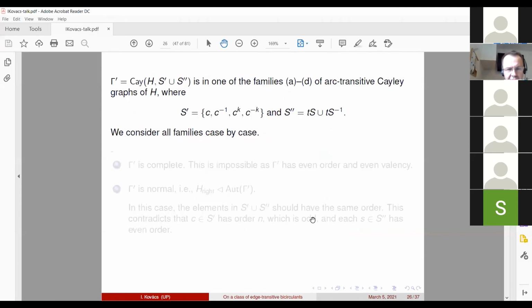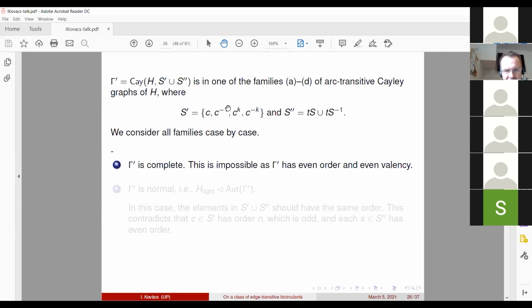We found the connection set, and we would like to find out whether R is transitive or not. And we just have to look at the families, and we consider all families case by case. So is it compact or not? And this is clearly impossible. You can see it because the graph gamma prime has even order, definitely. This is a bicirculant. And also the valency is even. The valency is the sum of the cardinality of this set plus the cardinality of this set.